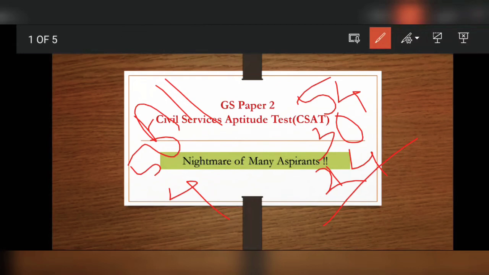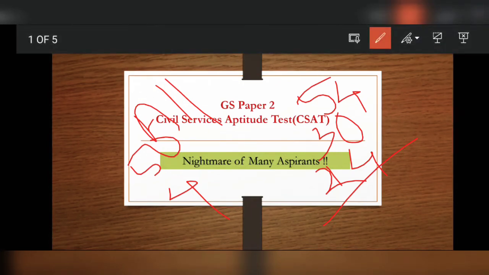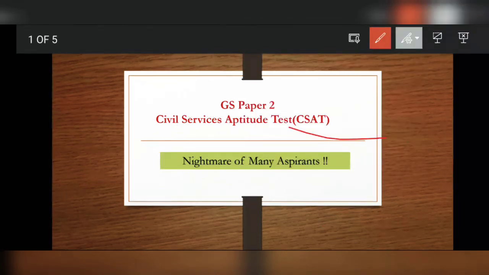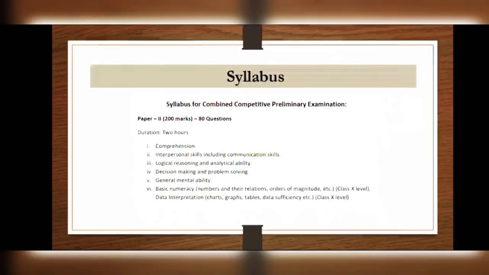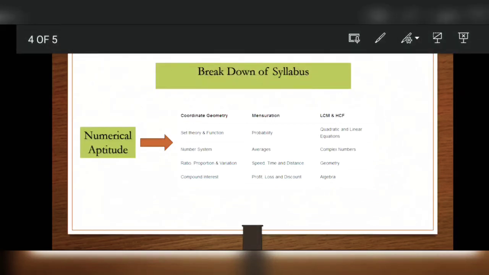So for that, I want all of you to concentrate more on numerical ability, because it is a very easy paper as compared to other numerical papers in other examinations. So I will here only break down the numerical ability part, because I personally concentrated on numerical aptitude, and I cleared the exam in a very good way. So let's try to break down the numerical aptitude syllabus.